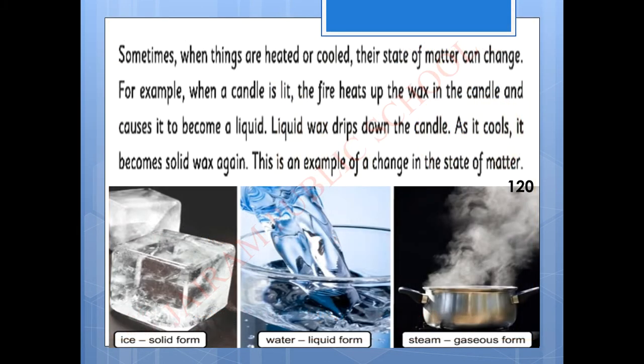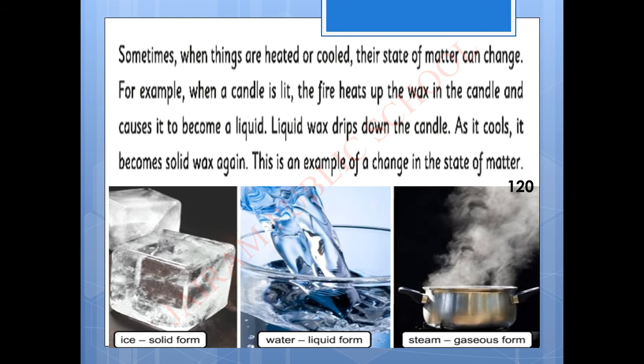Sometimes when things are heated or cooled, their state of matter can change. For example, when a candle is lit, the fire heats up the wax in the candle and causes it to become a liquid. Liquid wax drips down the candle. As it cools, it becomes solid wax again. So this is an example of a change in the state of matter.